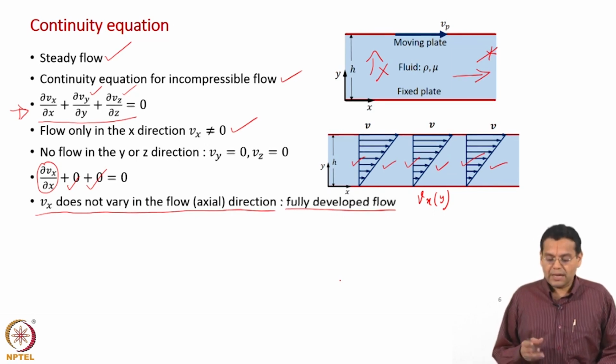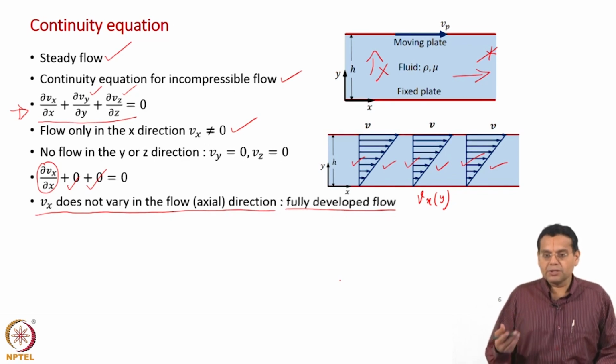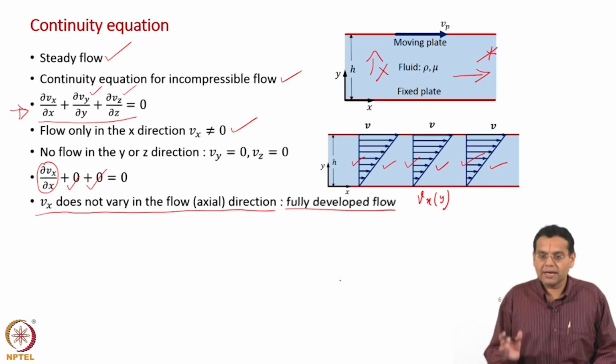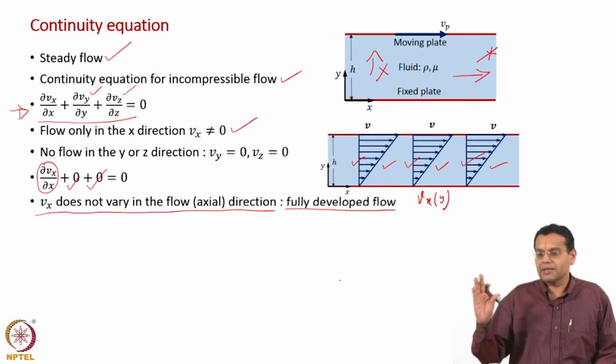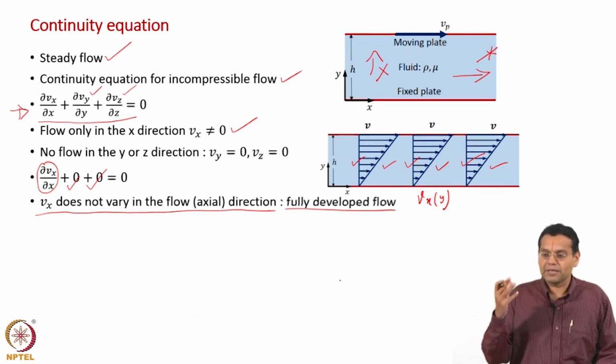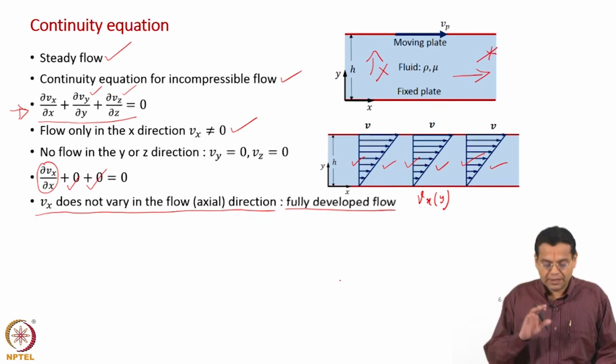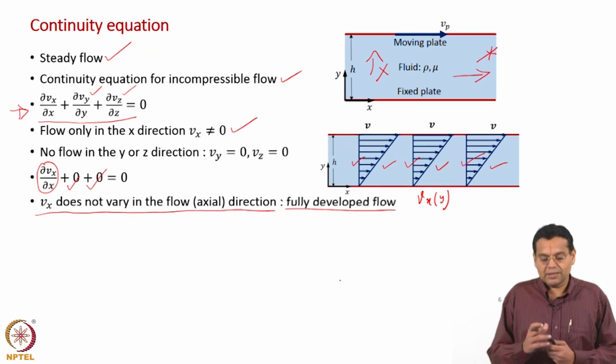You cannot have a condition where Vy equal to 0, Vz equal to 0 and Vx varies with x, that cannot happen, that will violate the continuity equation, that is a conclusion. When Vy is 0, Vz is 0, Vx cannot vary with x. Vx can be a function of y, but along the flow direction Vx cannot vary. If it varies, it is not correct, because it will violate the continuity equation. Okay.